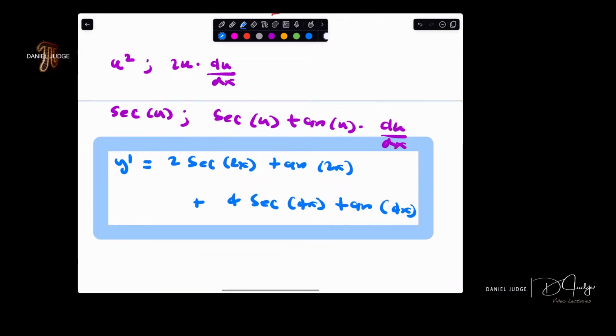And that concludes our short video on looking at the chain rule in a little bit more depth with these particular questions.